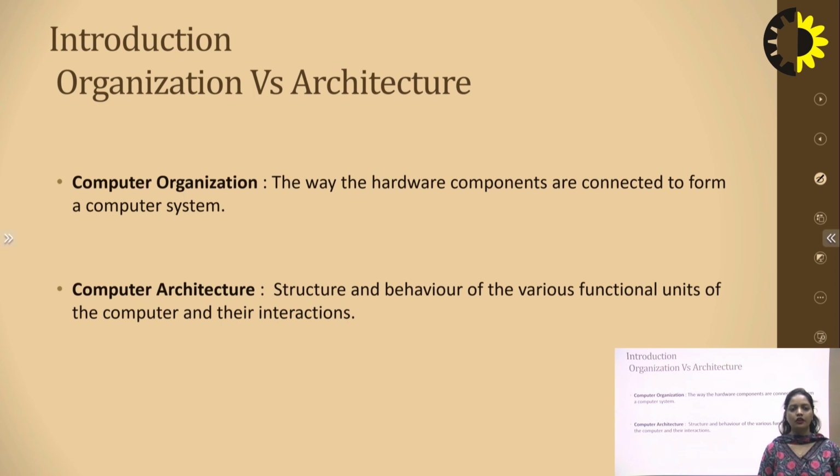So what is computer organization and what is computer architecture? Computer organization is the way the hardware components are connected in a computer system, whereas computer architecture is the structure and the behavior of various functional units in a computer system and their interconnections.